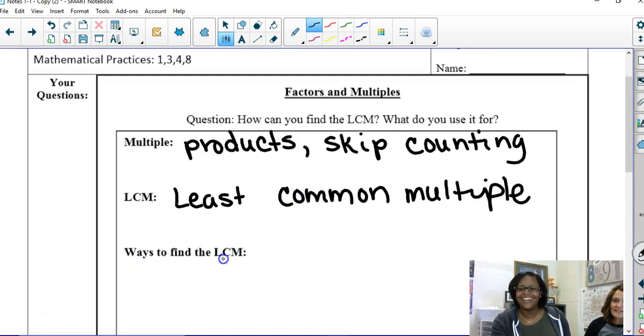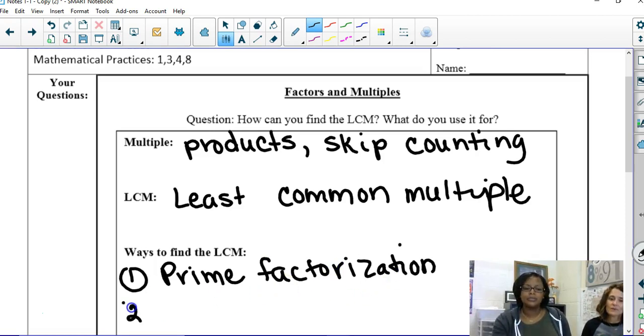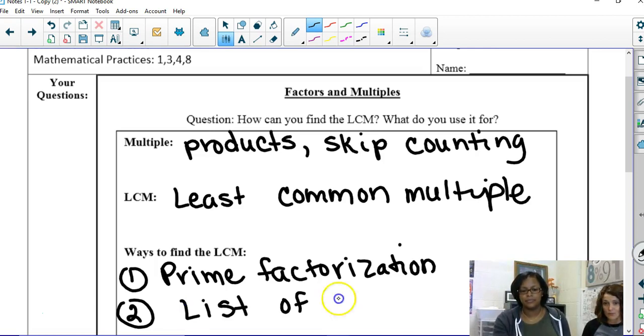Ways to find the LCM. So one way is using prime factorization. We're going to say that gets a little confusing, just a little bit, with how you do the same, because you have to do the GCF first, and then you can do the LCM. So we're going to talk about that way in class. The second way, again, is just to use skip counting and make a list of multiples.